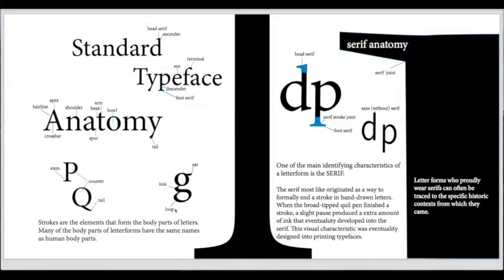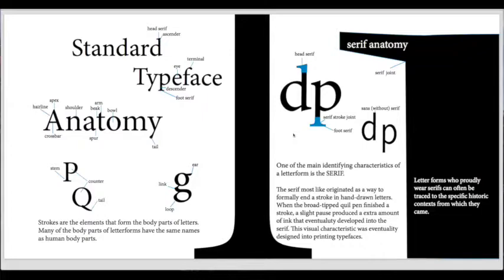Serif anatomy. Head serif. Serif stroke joint. Foot serif. Serif joint. Sans means without serif. One of the main identifying characteristics of the letterform is the serif. There are serifs that look organized and formal, and others that are rounded.